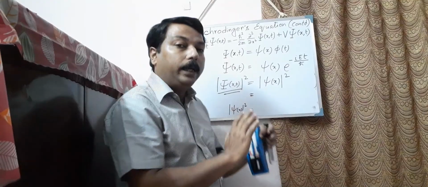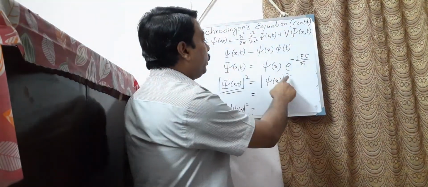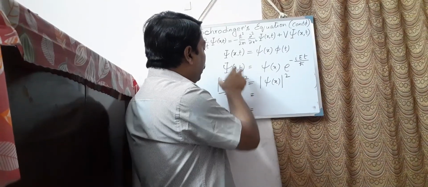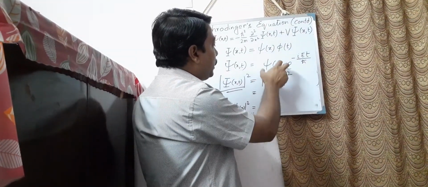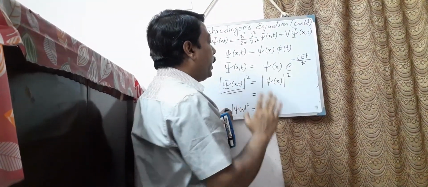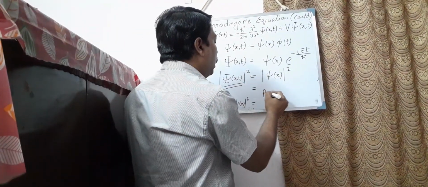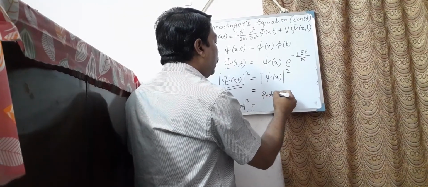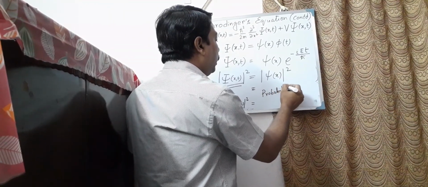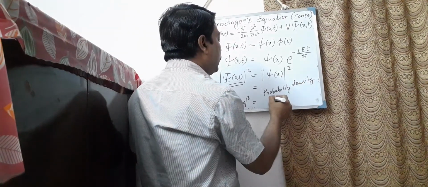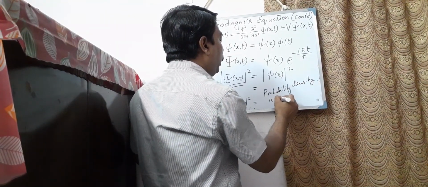That means the probability density is independent of time. Look here, there is no time function. So the mod square of capital psi is the same as mod of small psi square. This quantity is called the probability density, and the probability density is independent of time.